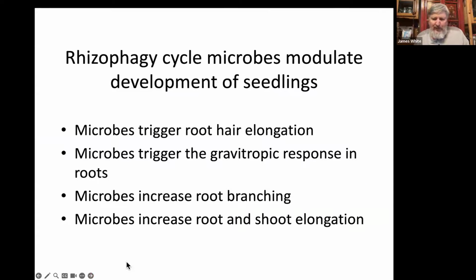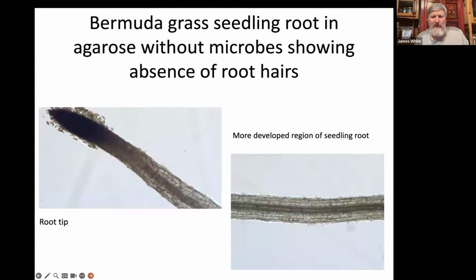You also get more root branching, you get more root elongation, you get bigger shoot. Big effects are in the roots if you don't have microbes there. Major effects. Roots can be tiny little things if you remove all the microbes.